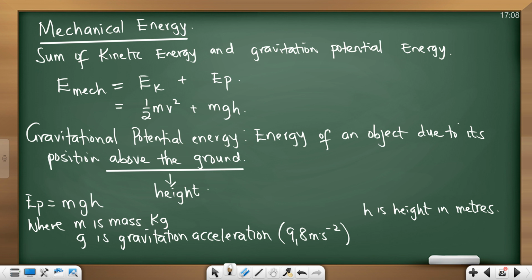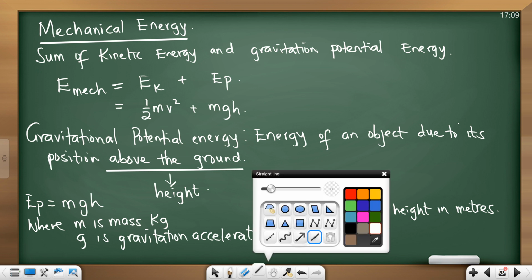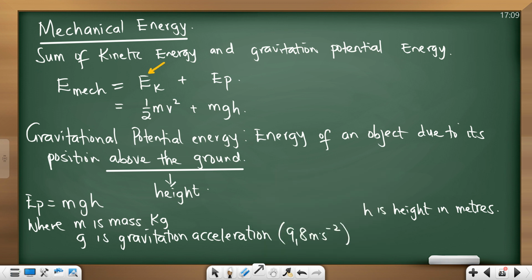Okay, Rosanna: what is Ep? Gravitational potential energy. That was why I said I should have defined that immediately. The sum of Ek, sum means addition, kinetic energy and gravitational potential energy. The sum is plus. Are we good?